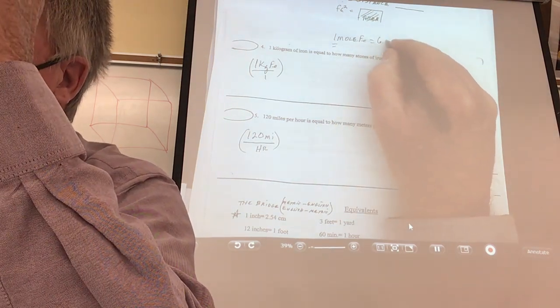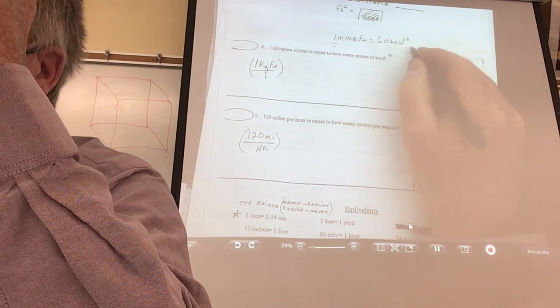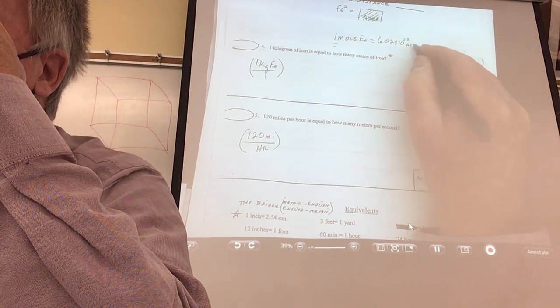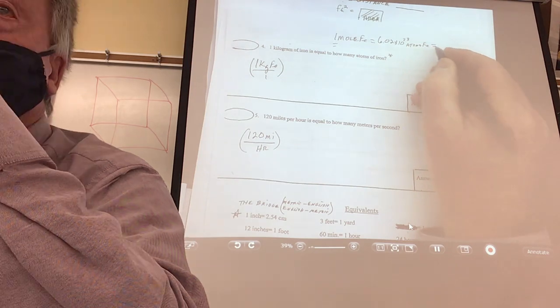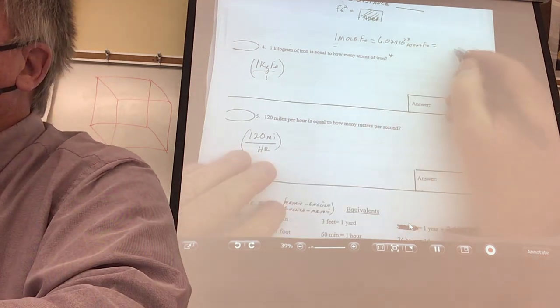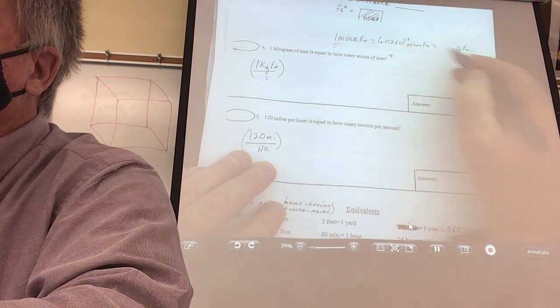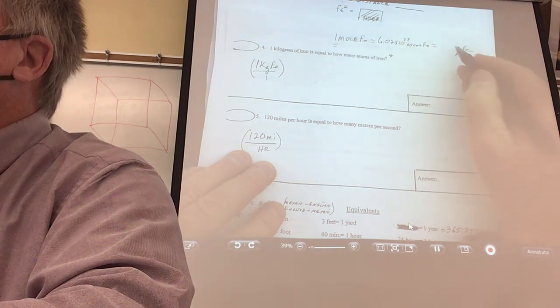6.02 times 10 to the 24. Careful, I need a label after this. What always goes after this label? Atoms of what? Of iron. And here's the tricky part. How do you get grams of iron? Watch. M-A-G. Mag. Mole. Atom. Gram. Everybody see that?